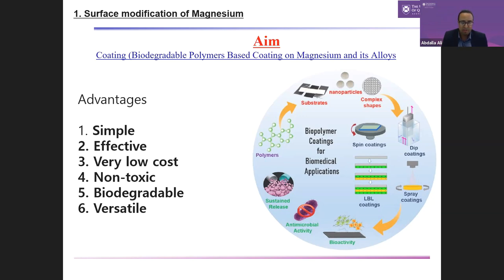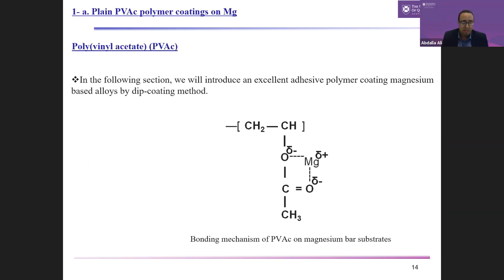gas from the magnesium surface. So sol-gel coating is a simple technique, as we say, an organic or polymeric coating: effective, very low cost, non-toxic, biodegradable, and versatile. And also we can make a drug loading within the coating layer. Polyvinyl acetate, that's the first I want to share, has excellent adhesive properties, because the main limitation of organic coatings is weak adhesion properties with a metallic substrate.